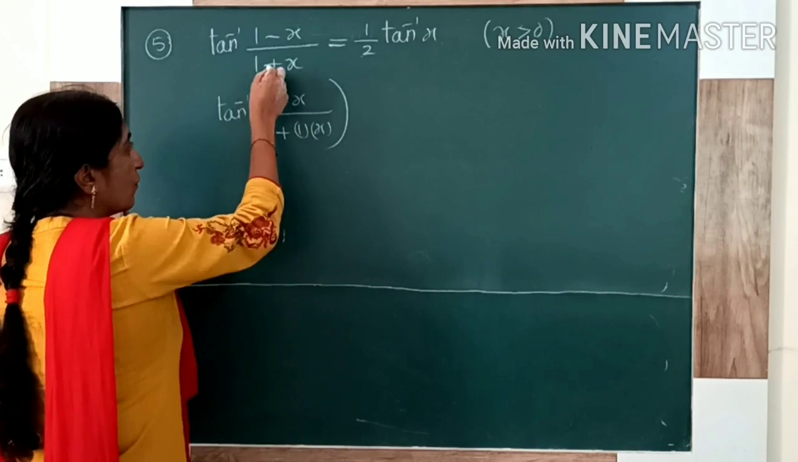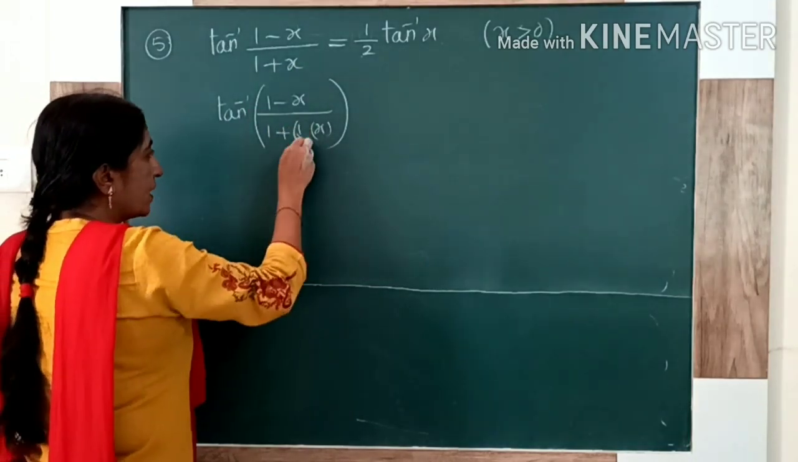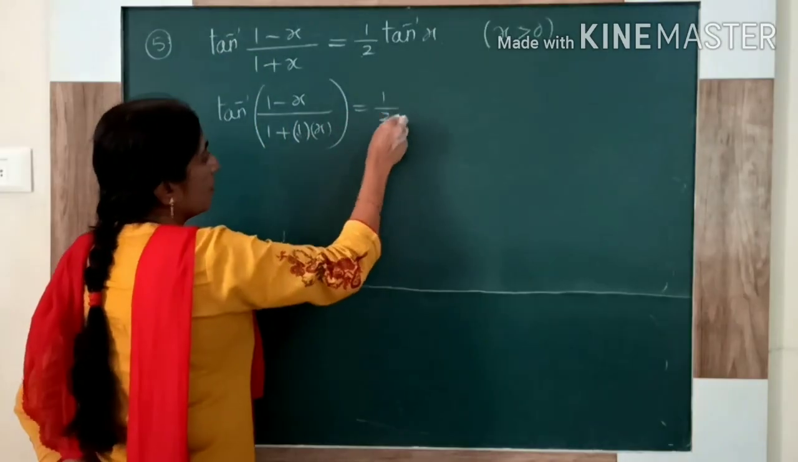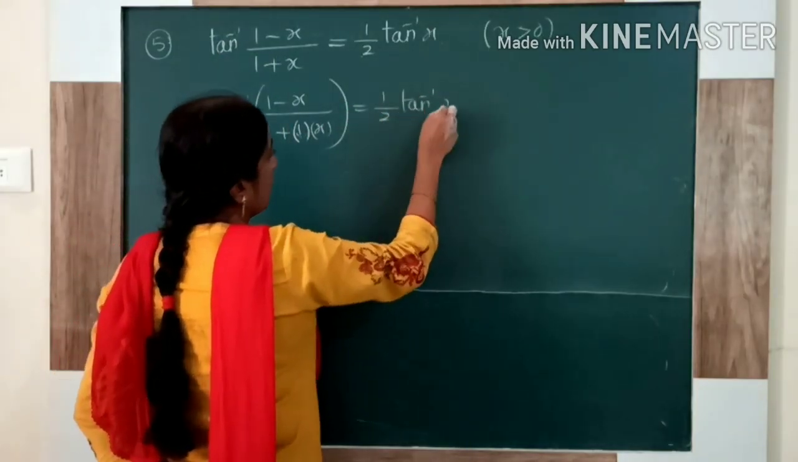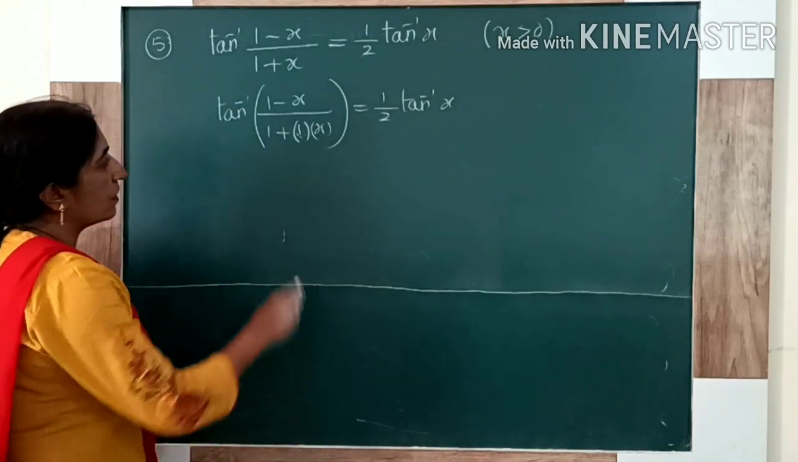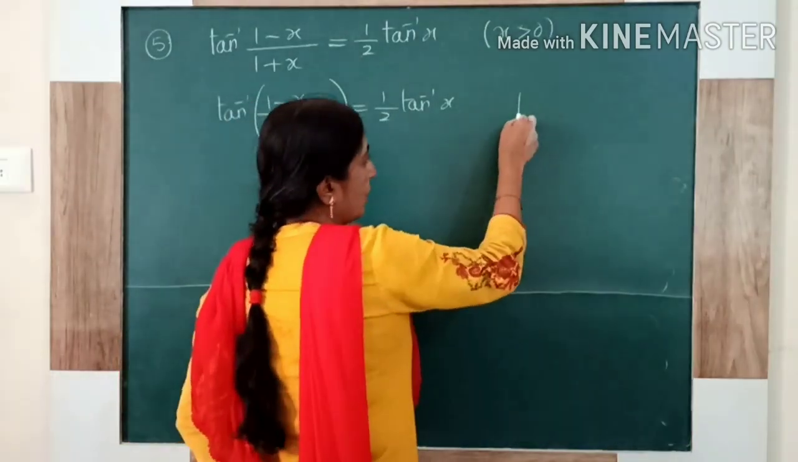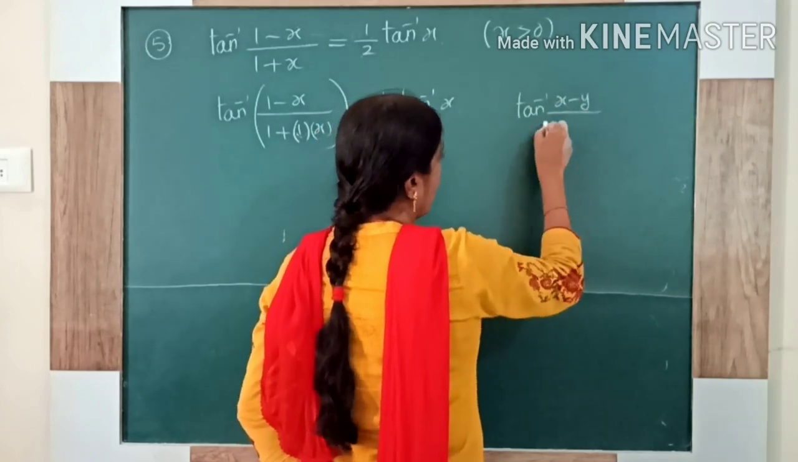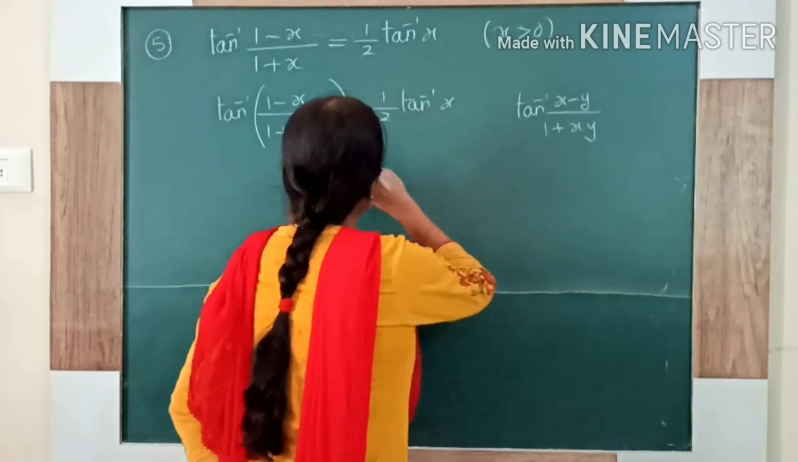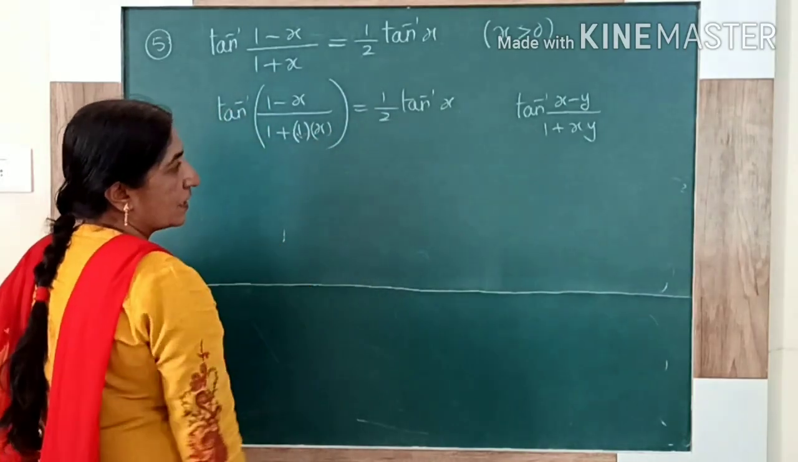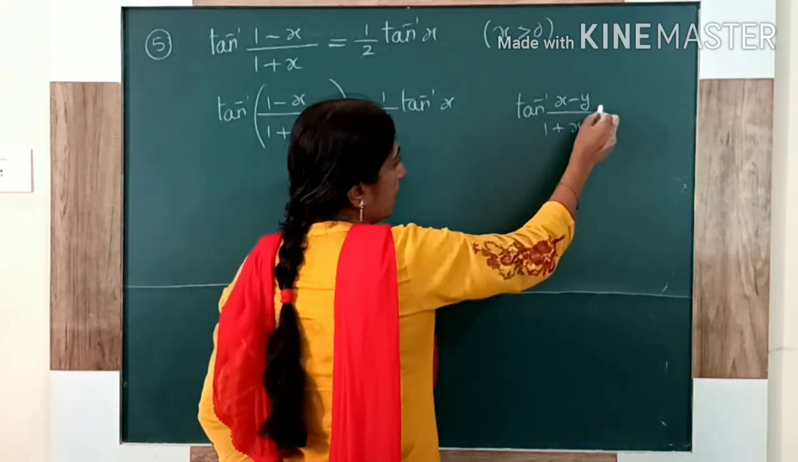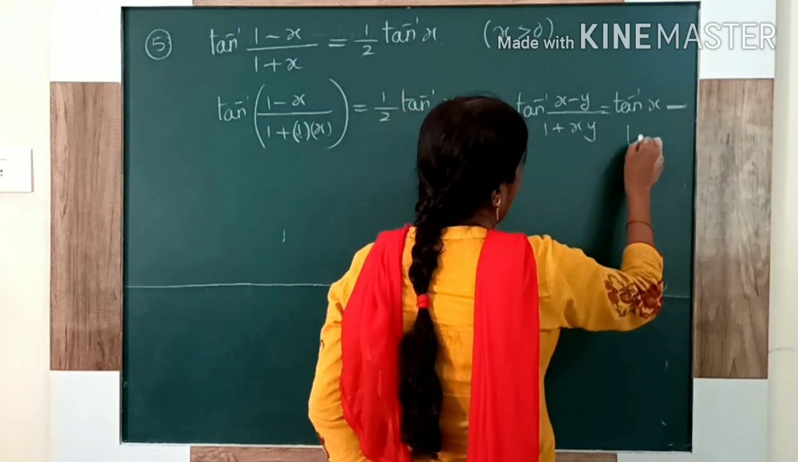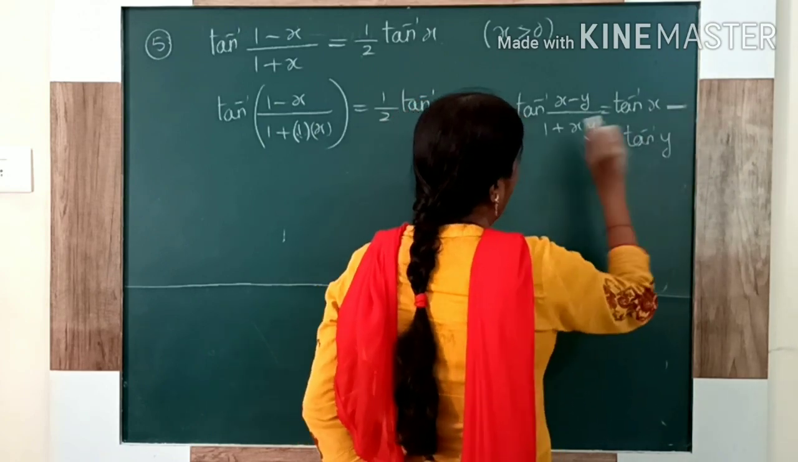See, instead of 1 plus x I am writing 1 in a bracket and x. 1 into x is x, there is no change. 1 by 2 into tan inverse x. See why I wrote like this? This is in the form of tan inverse (x minus y upon 1 plus xy). See these two values, are they similar or what? And this is nothing but tan inverse x minus tan inverse y.